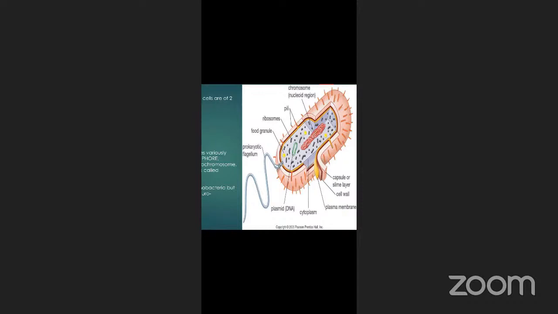All these help in acquiring food, reproduction, or movement towards some chemicals or food source. The granules usually help in the storage of either gases or food material, and ribosomes are for the synthesis of proteins.